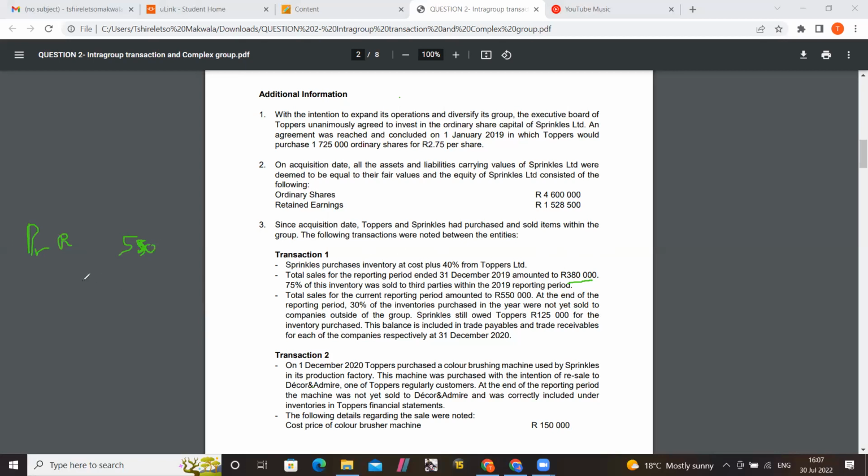So you're going to have your 550,000 here, debit revenue, and then credit what? Credit cost of sales. And this revenue, where does it come from? It says Sparkles purchases inventory. So who's selling? The parent is selling. So the revenue comes from the parent, and the cost of sales will always come from the opposite of the one that has the revenue. So if here it was the sub, then here is going to be the parent. Same amount, 550,000. That's the journal entry you start with.